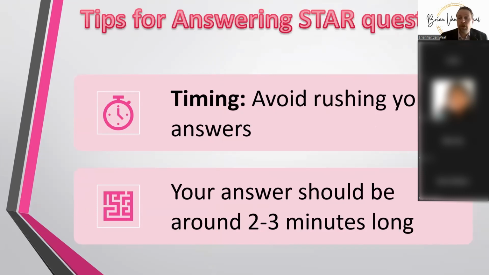Timing. Avoid rushing your answers and speaking too quickly. If you rush your answers or speak too quickly, you might appear unconfident or even incompetent. However, at the same time, you must make sure your answers don't drag on for too long either. Your answer should be about 2 to 3 minutes long, and in that time, you should ensure that only the most potent and relevant information is mentioned.